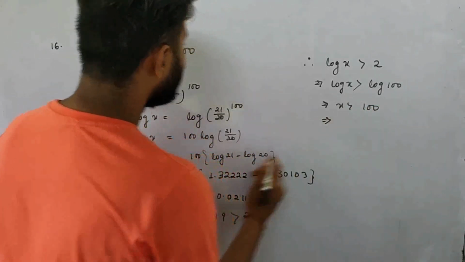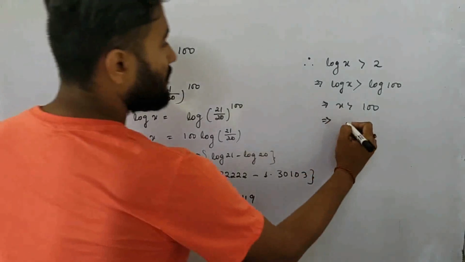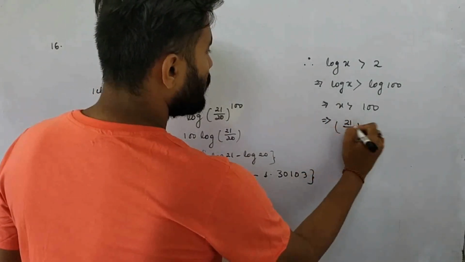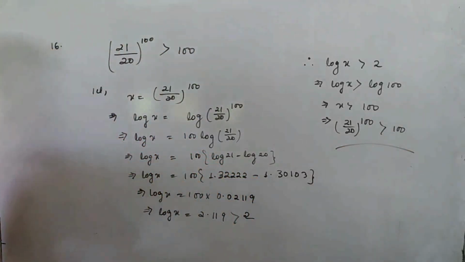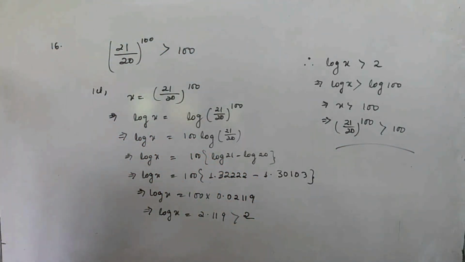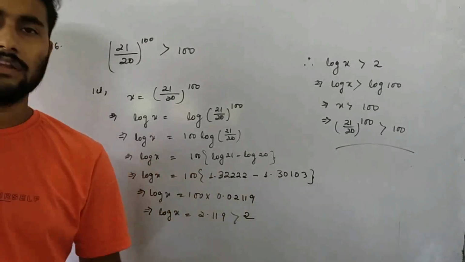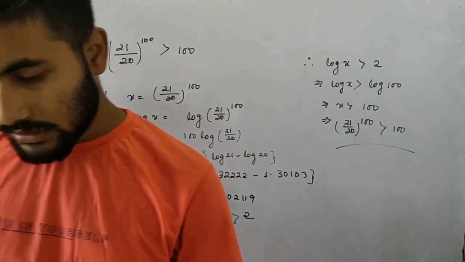Substitute the value of x. 21 by 20 to the power 100 is greater than 100. So this is the question. This is also a very important question. This type of question you have also done in class 9. Okay, so with this the chapter ends.